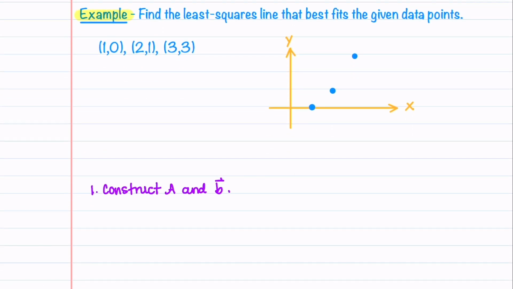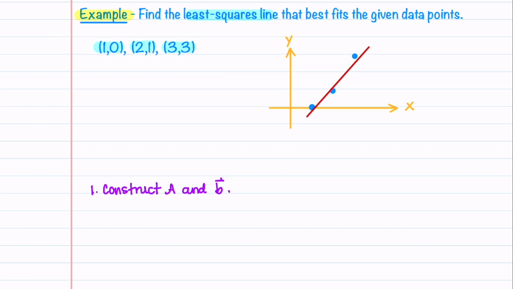Let's look at an example where we're going to find the least squares line that best fits our given data points, (1, 0), (2, 1), and (3, 3). I've graphed these 3 points on the right, and you can see that there's no line that can pass through all 3 of those points. Instead, what we're going to have to find is what we call a line of best fit that comes the closest to passing through all 3 data points.